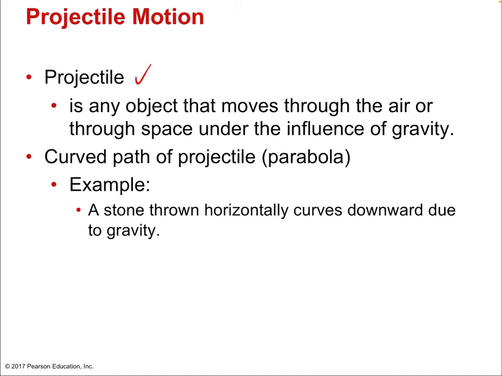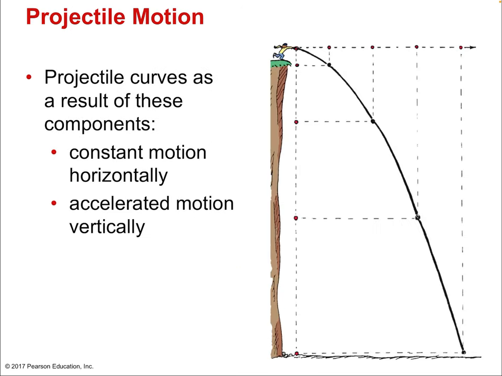And in an ideal projectile, gravity is it. You can ignore air resistance. So the curved path of a projectile is a parabola. It's parabolic motion. Example: a stone thrown horizontally curves downward due to gravity. If I throw something off the edge of a cliff, I give it some initial velocity, and it's going to take that curved path, which will look like one half of a parabola. If I launch something from the ground at an angle relative to the ground, it can look like a full parabola.